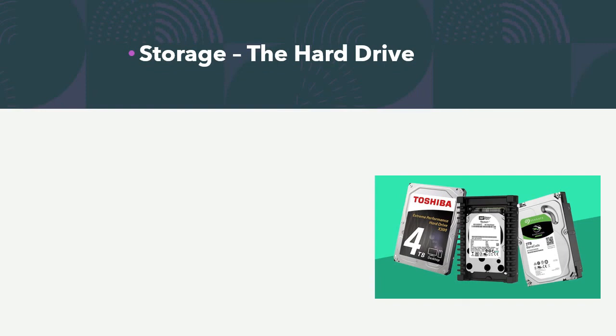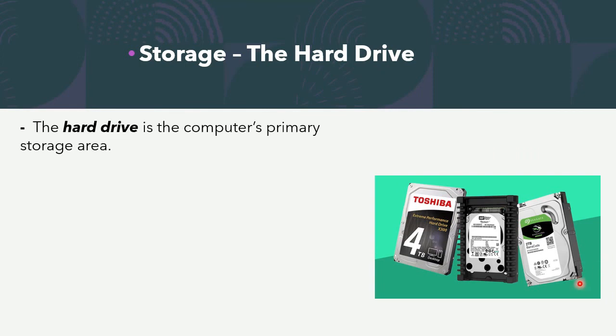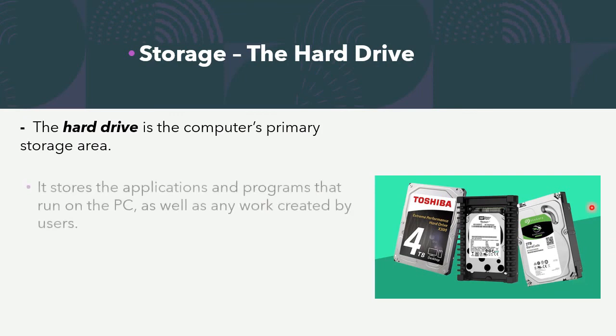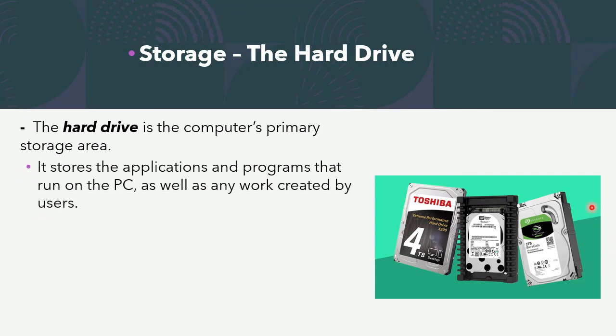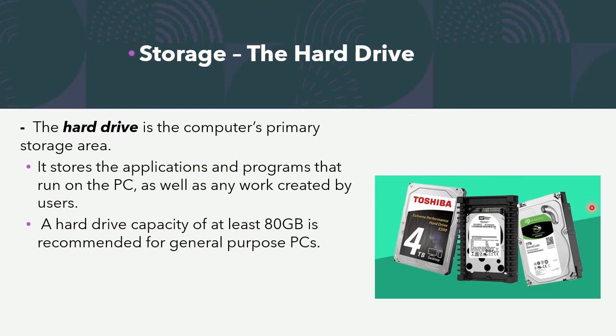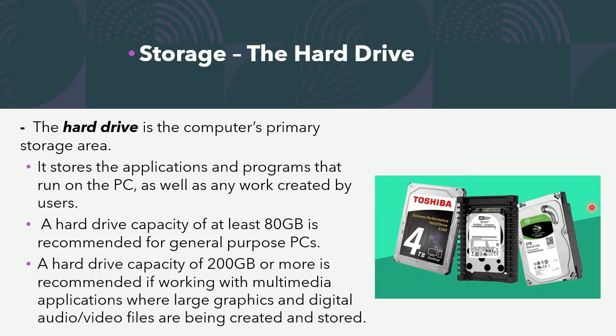And the storage, the hard drive. So this is what the hard drive in our computer looks like. The hard drive is the computer's primary storage area. It stores the applications and programs that run on the PC, as well as any work created by users. A hard drive capacity of at least 80 gig is recommended for general purpose PCs.